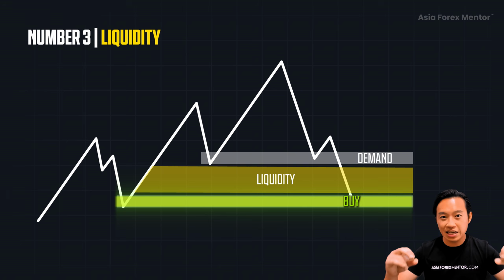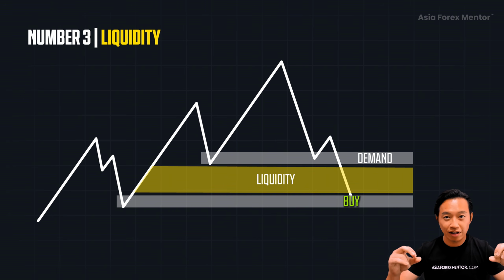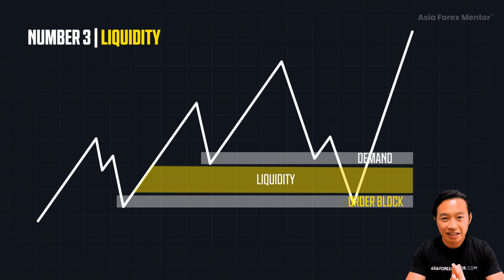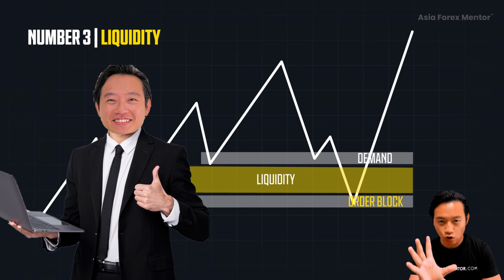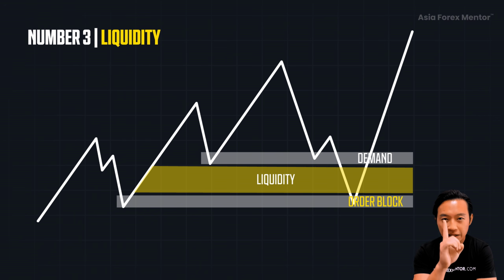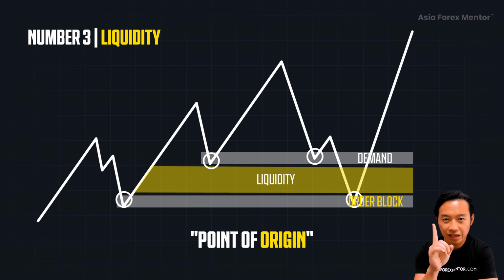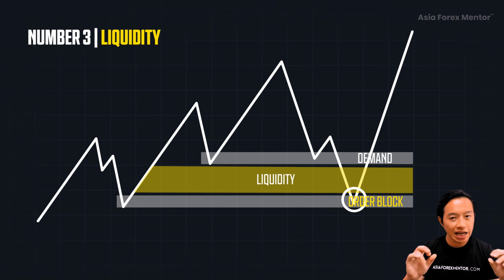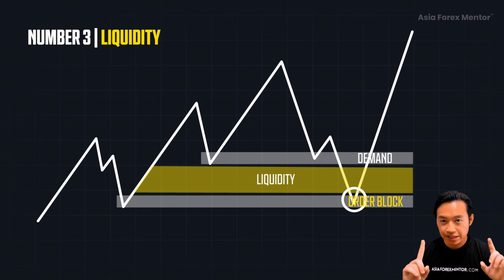Because that is your key crucial area before price takes off. So here's the thing. By understanding just one thing, the point of origin, it will allow you to pinpoint certain areas that have a higher probability of winning already, just by this itself.